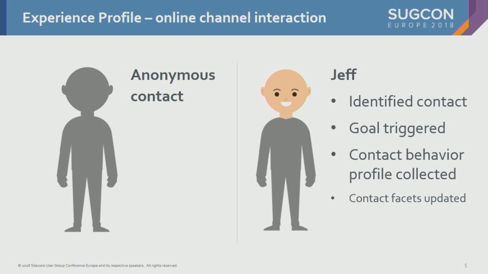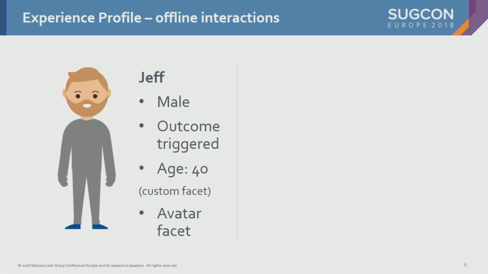We identified the contact. We had a goal triggered, and we have some custom facets associated with this contact. In fact, there is a lot more information recorded with xConnect and associated with the contact and contact interaction. Then we had offline interaction where we identified that Jeff is a male. We had an outcome triggered. We identified his age based on information from cognitive services, which is some sort of assumption, but it still helps us to enrich the contact profile. And we have the avatar facet set.